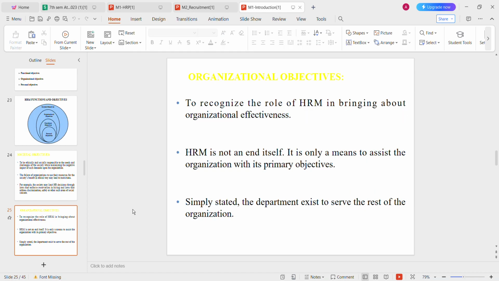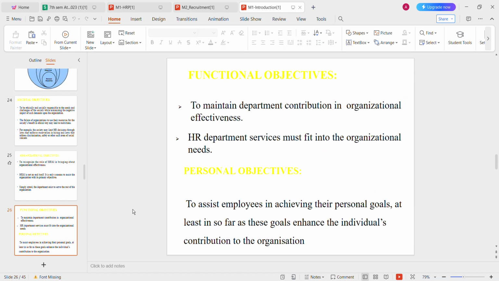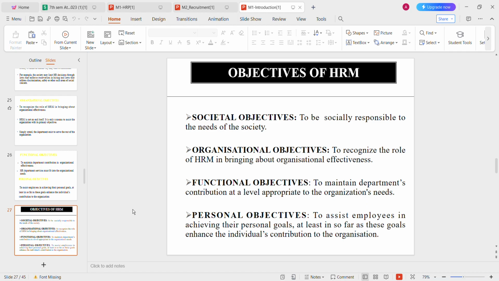The next organization objectives are functional objectives as well as personal objectives. Personal objectives means the company will try to fulfill the personal dreams of any employee by giving training opportunities and placement opportunities, so that they could achieve their dreams.